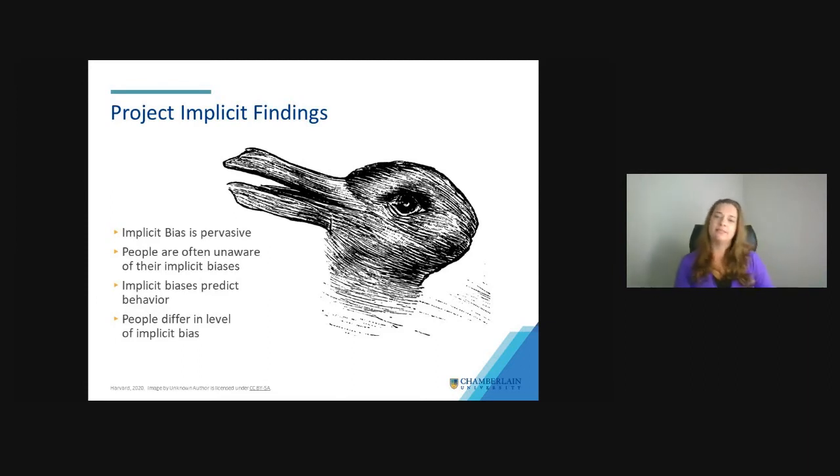Okay. So Project Implicit findings. The researchers at Harvard and a lot of other people have done significant studies on implicit bias based on the implicit association test, and they found that implicit bias is pervasive in the population. People are often unaware of their implicit biases. Implicit biases predict behavior, and people differ in the level of implicit bias. From a psychological perspective, implicit bias is more likely to manifest when our brains are overwhelmed with information and when we're forced to make quick decisions like we are every day in healthcare.